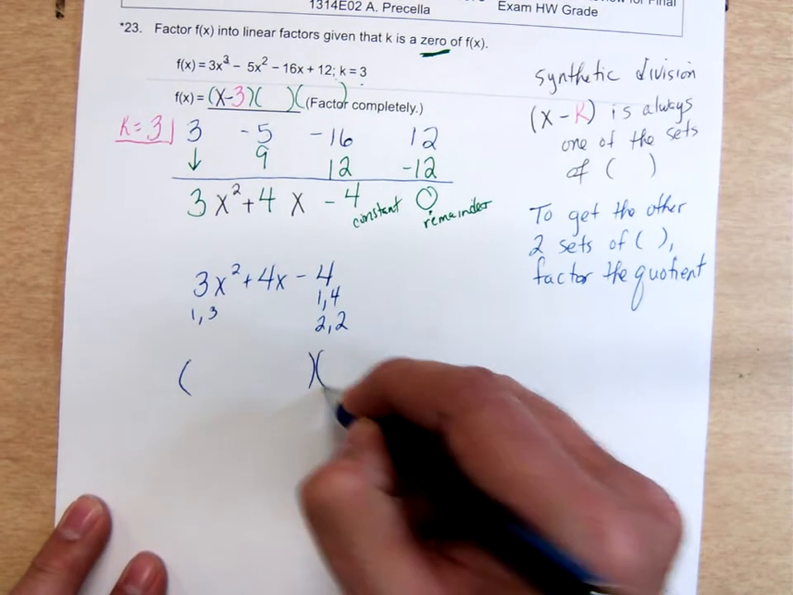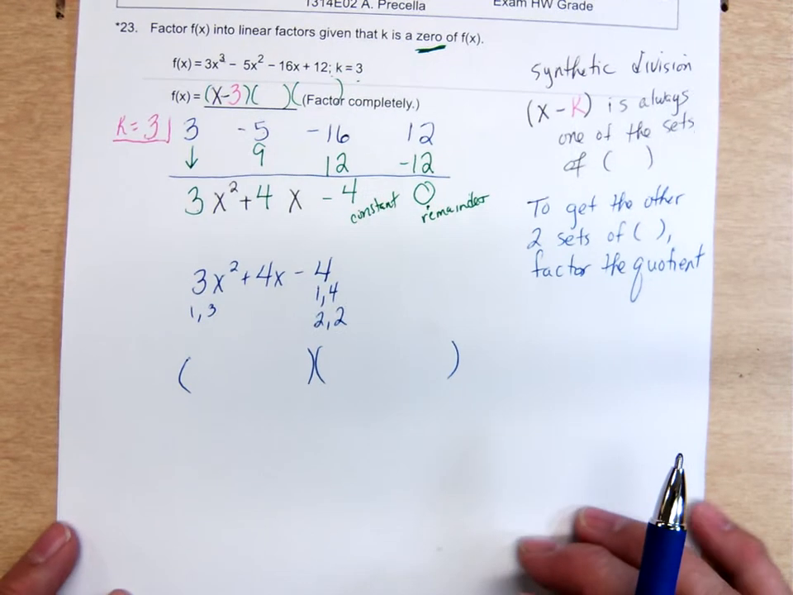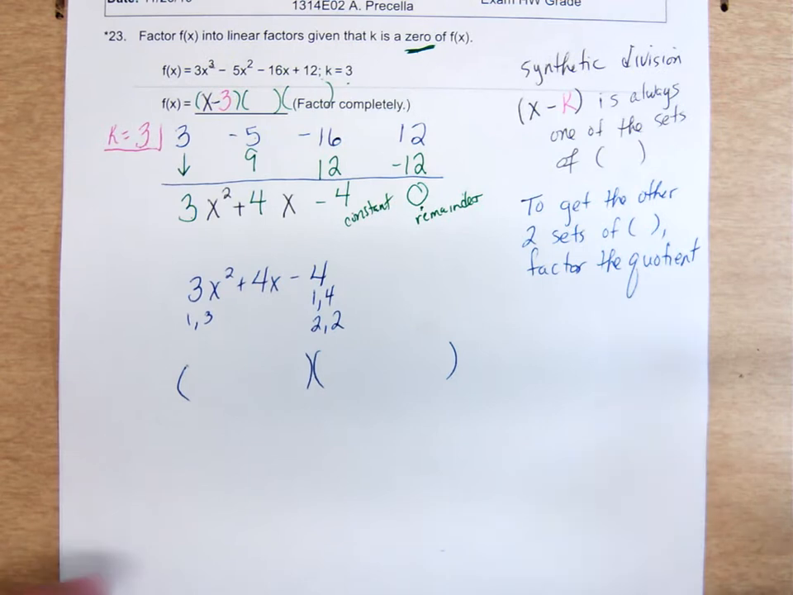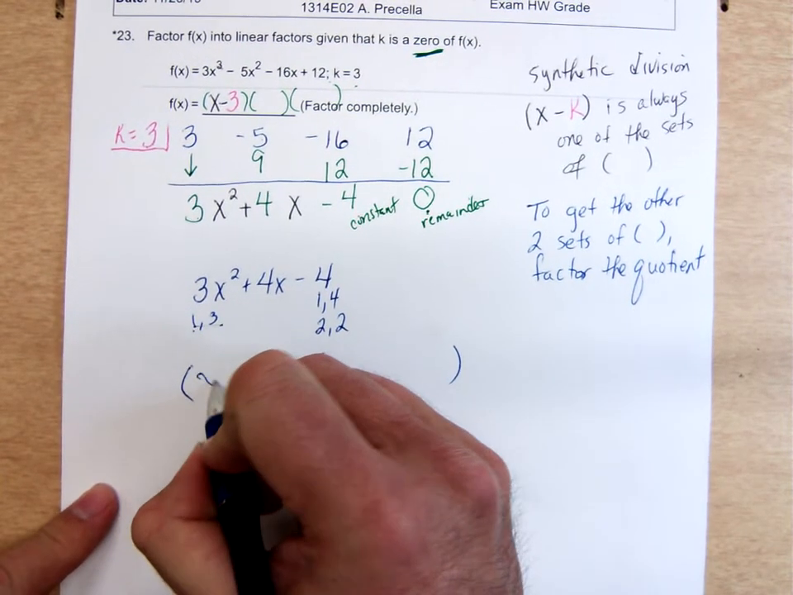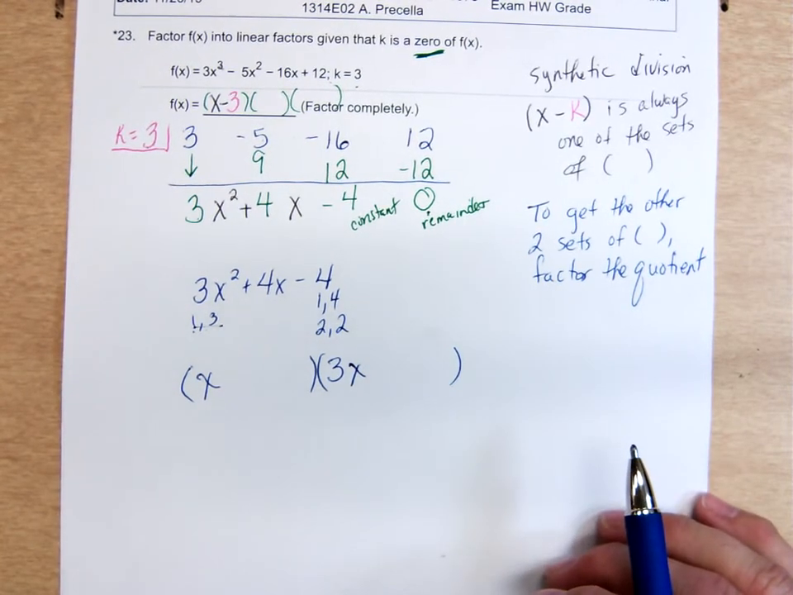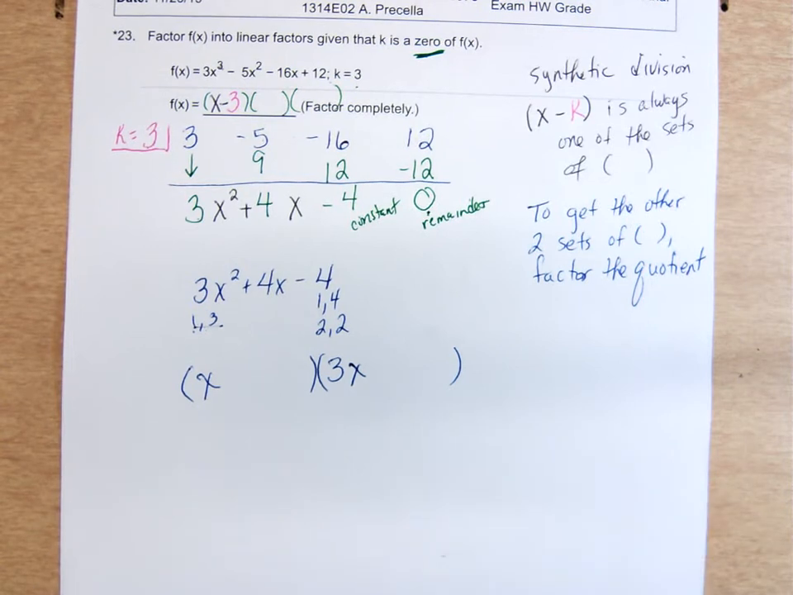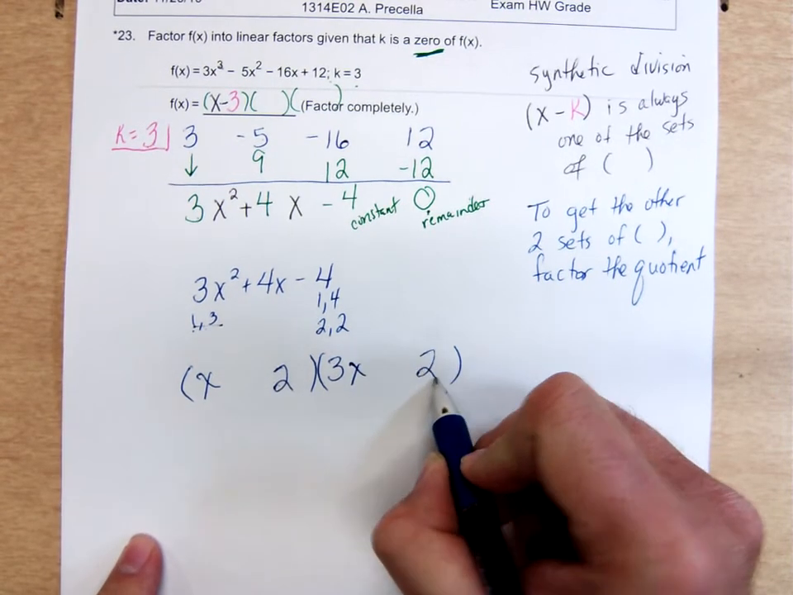Draw my 2 sets of parentheses. It's now just a factoring problem. And let's see, well, there's not many options for 3x squared. It's going to have to be x and 3x. And for 4, either 1 times 4 or 2 times 2. What's it going to look like? I think it's going to be 2 and 2.